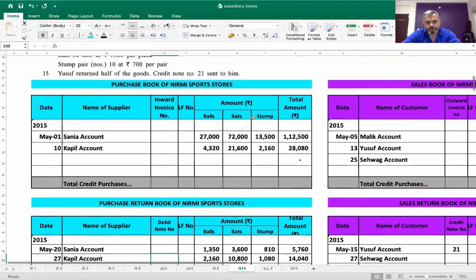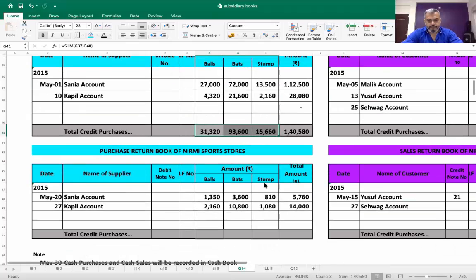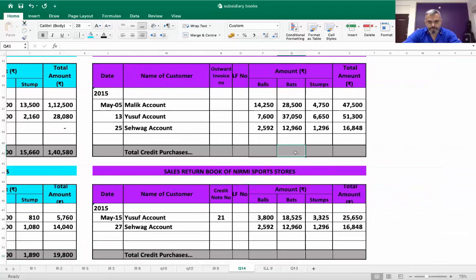Now let's go one by one and do the totals. मैंने पहले से ही फॉर्मूला बना के रखे हैं. So टोटल कर लो, चेक कर लो. One 115,648.